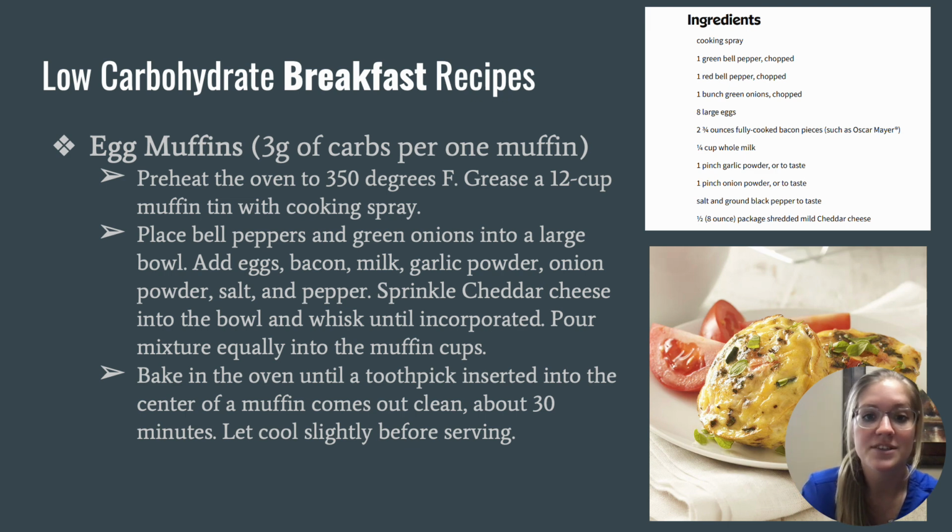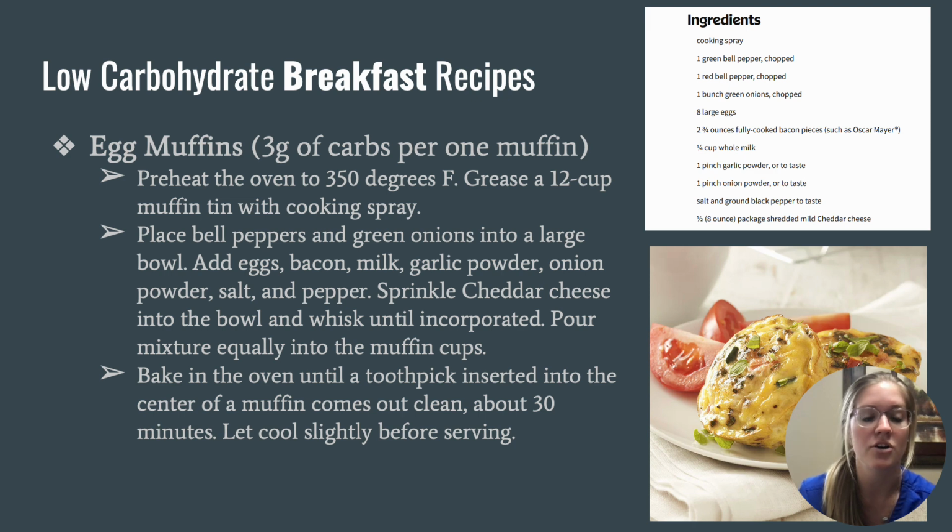So we're going to start out with some breakfast recipes. These are the egg muffins. They are 3 grams of carbs per one muffin, which is a great option for breakfast because you can have 2, 3, however many you'd like because they're not that many. You can also put in either bacon or sausage with these, and they are delicious. Me and Brock have both had these, and we love them.